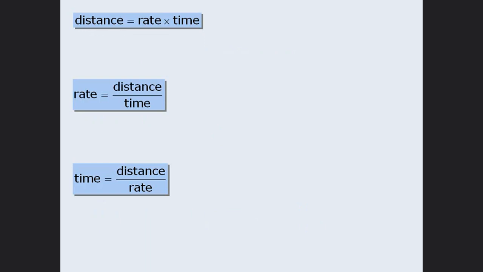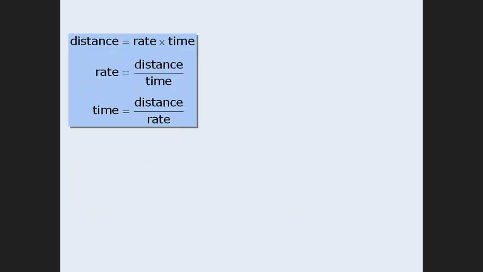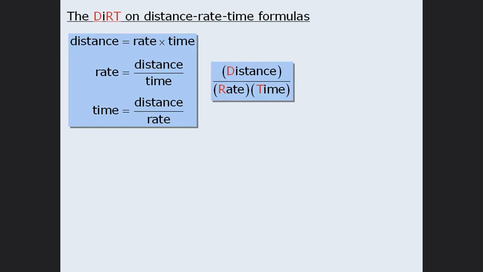Now, while these three formulas are important to know, we can memorize all three of them by memorizing this one fraction, or even this abbreviated one. All three of the motion formulas are contained within this one fraction, and here's how it works. Let's say we want to know the formula for distance. All we do is remove the distance from the fraction, and whatever is left is equal to the distance. So here the distance is equal to the rate multiplied by the time.